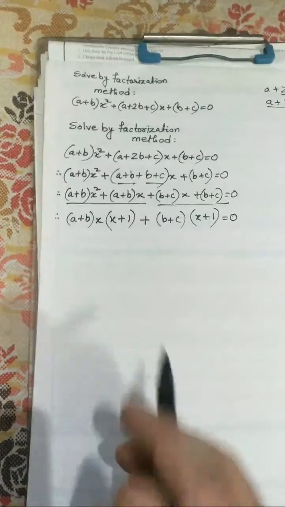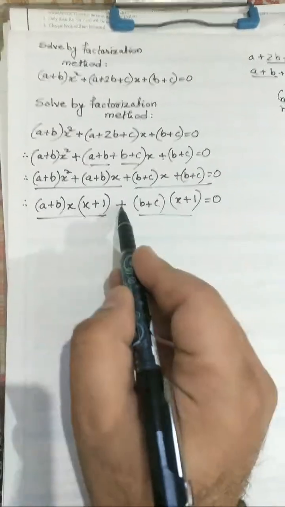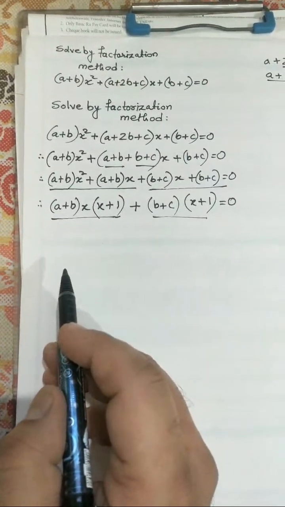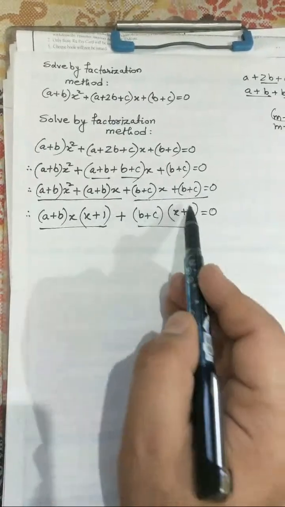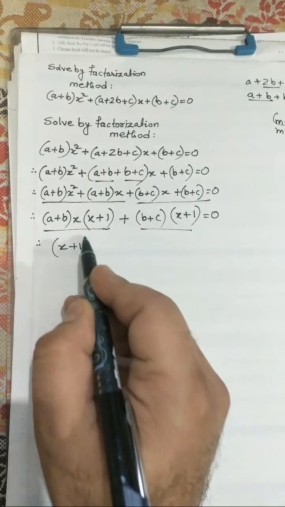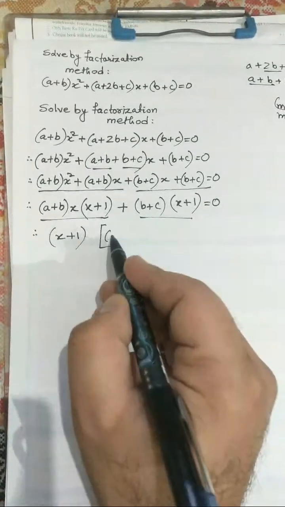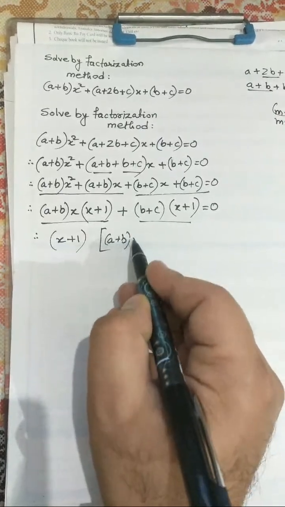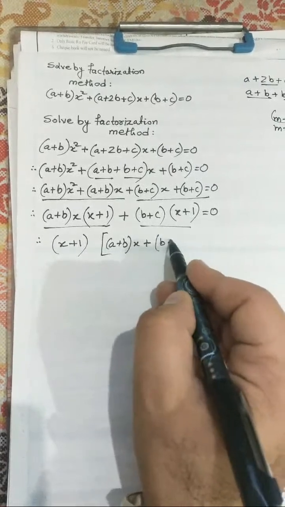Now see that you have this into this plus this is equal to 0. Again, these two terms have x plus 1 as common. So we can take it out as common. What is left? Left is a plus b into x plus b plus c.